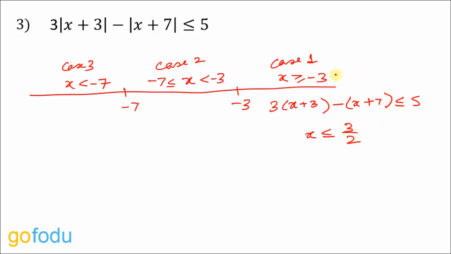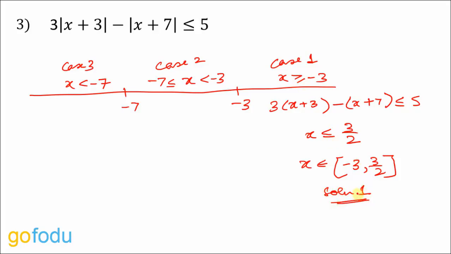Take its intersection with this condition and we will get x belongs to -3 included to 3 by 2 included. Both are included as we have equal to sign here and equal to sign here. This is our solution 1.